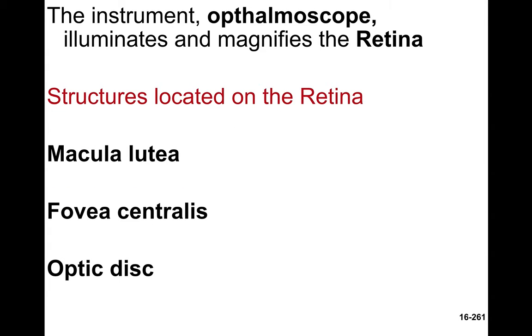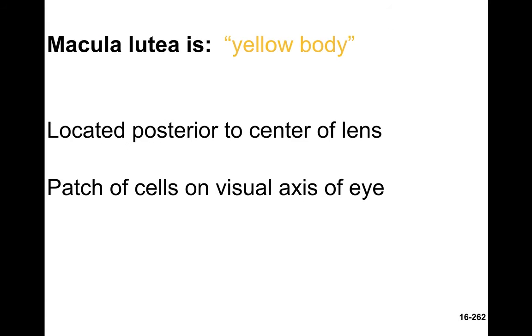There's an instrument used by optometrists, the ophthalmoscope, which illuminates and magnifies the retina so that they can see your macula lutea, your fovea centralis, and your optic disc. The macula lutea is known as the yellow body. It's located behind the center of the lens, and it's a patch of cells right on the visual axis of the eye.